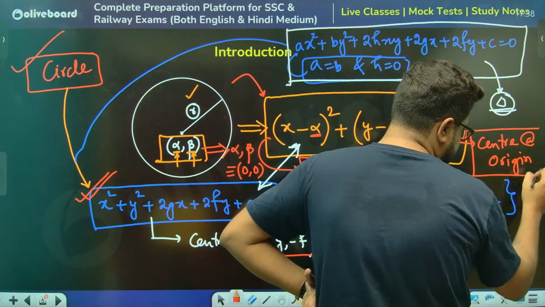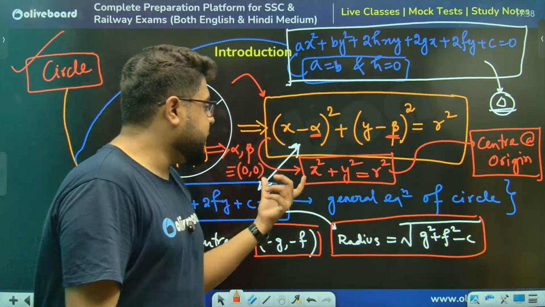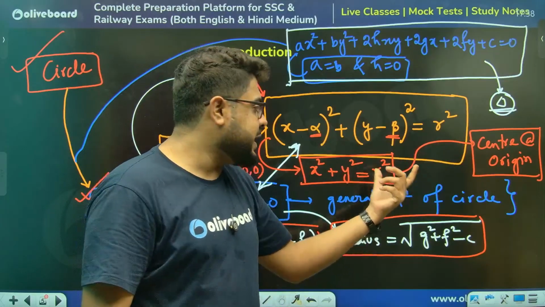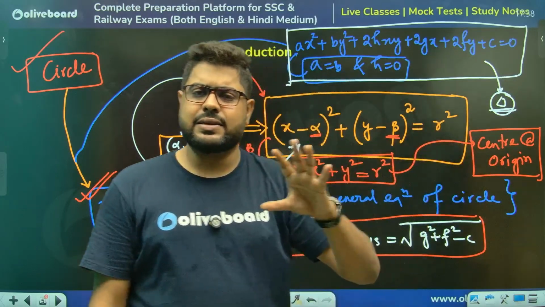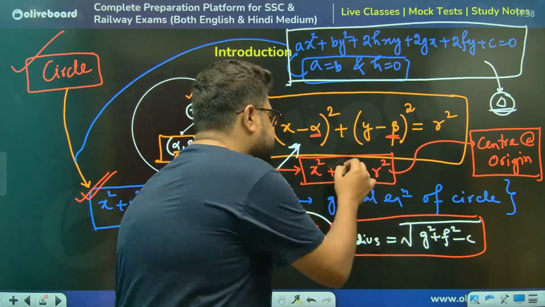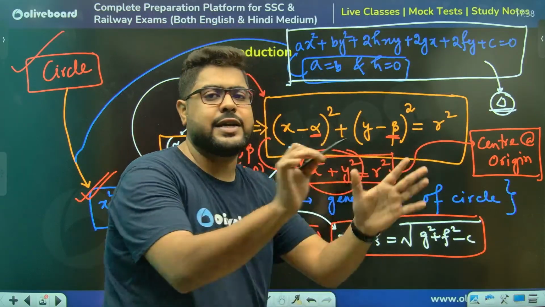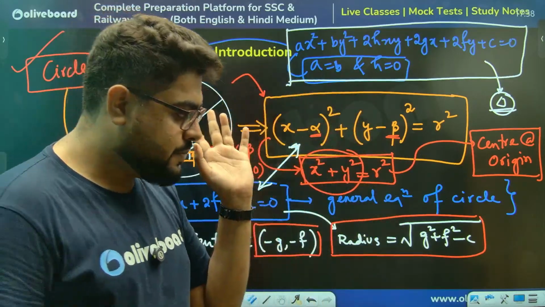Again, how to save a few seconds? If you see something like: find the equation of a circle having center at origin and having some radius, look at the options which have only x square plus y square, nothing else, no xy term, only x square plus y square.